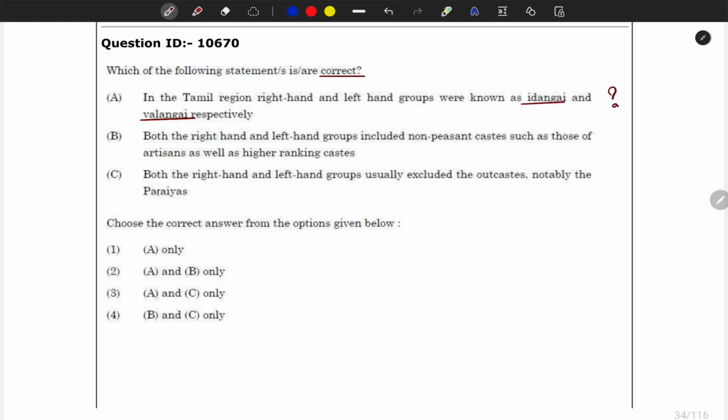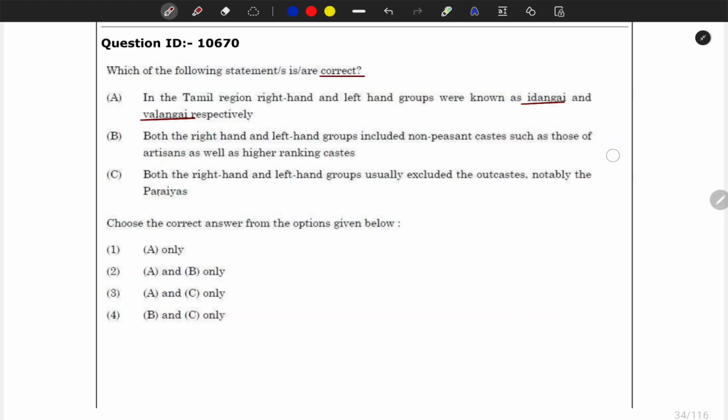Both the right hand and the left hand groups included non-peasant castes such as those of artisans as well as higher ranking castes. We don't know. If you don't know, you can put a question mark here as well. Both the right-handed and left-handed groups usually excluded the outcasts, notably the Paraiyas. So for me, this was actually an easy nature of question.